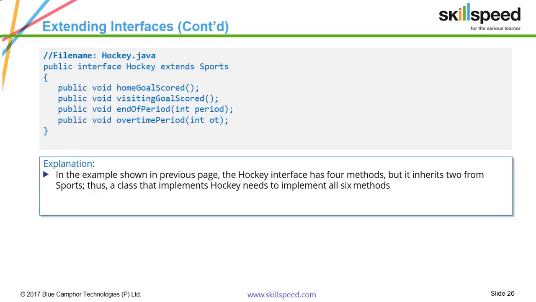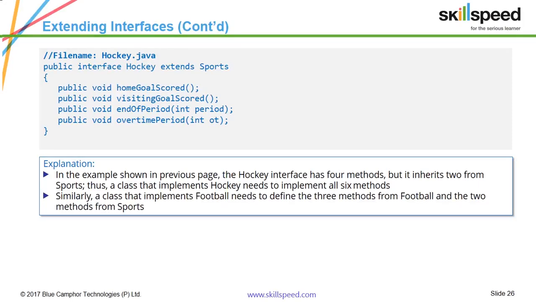In the example shown on this page, the Hockey interface has 4 methods, but it inherits 2 from the Sports interface. Thus, a class that implements the Hockey interface needs to implement all 6 methods from the Hockey as well as Sports interfaces. Similarly, a class that implements the Football interface needs to define the 3 methods from the Football and the 2 methods from the Sports interface.